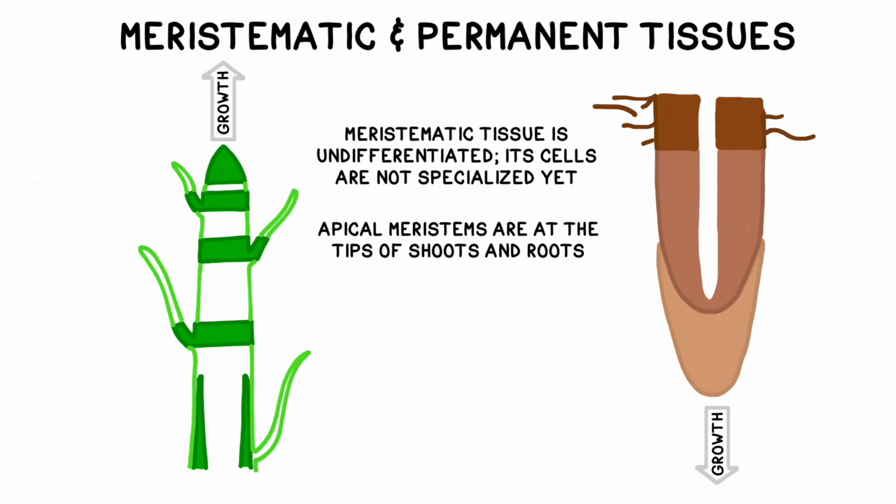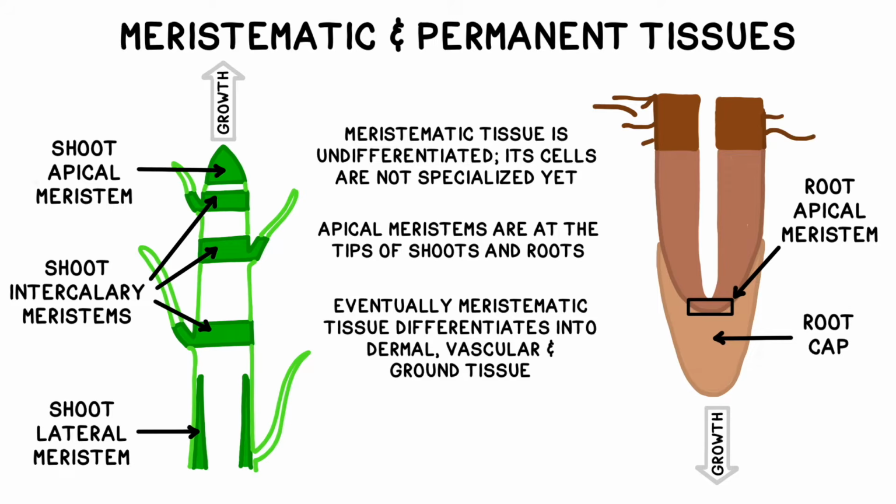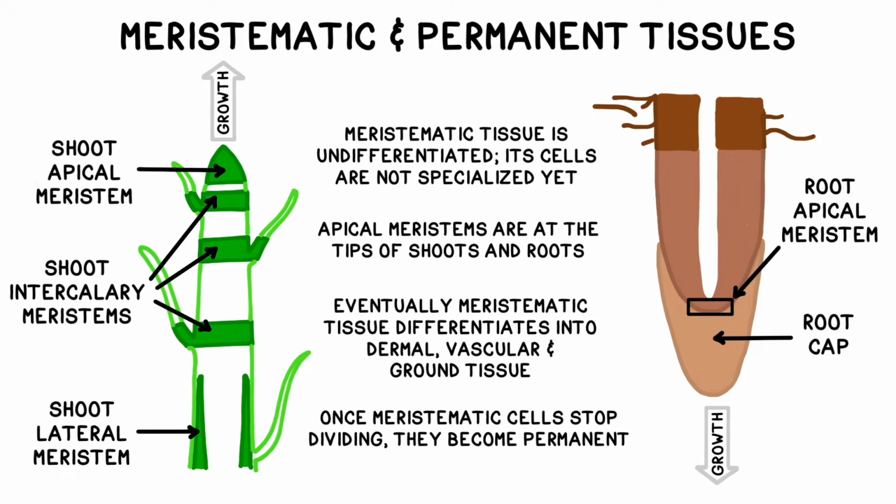Apical meristems occur at the tips of stems and roots and are the ultimate source of all cells in the shoot and root systems. For instance, when we looked at roots, the area immediately next to the root cap contains meristematic cells, which can give rise to all the different types of cells that the roots need. Once meristematic tissues stop dividing, they become permanent.